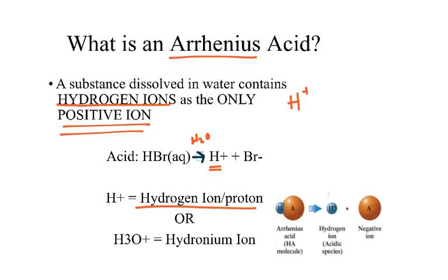So H+ can also be referred to as the hydronium ion, H3O+, but we usually write it as H+ instead. So just a little breakdown example over here in the image. We have our Arrhenius acid, which breaks down into our hydrogen ion and our negative ion, whatever species that is that we're working with.